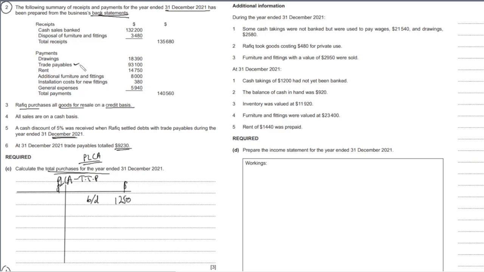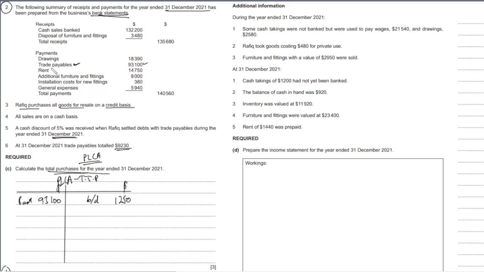Trade payables. Okay, we paid some amounts to our trade payables. We paid this to our trade payables. So when you pay your payables, you know what happens? Your payables go down. And when your payables go down, when your liabilities go down, they're debited. 93,100. Okay, these are the payments. Hope you remember the format of your PLCA.